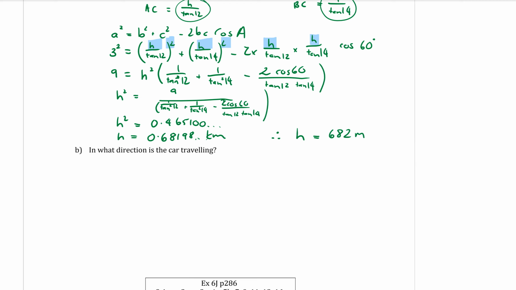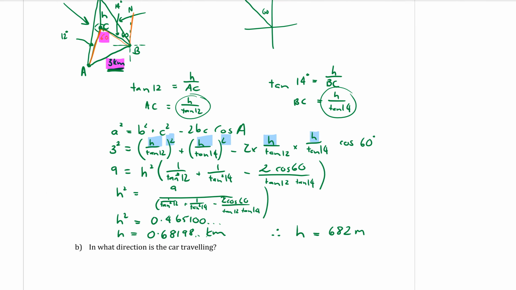Okay, part B. In what direction is the car traveling? So we want to know the angle in here. So that little angle in there that we're traveling. So I need to find the angle A. Can I find angle A? Yeah, well, to do that, I'm going to need to have some more sides that I can work with. I've got expressions for AC and BC, but they are in terms of H. Let's find BC now that we know what H is.